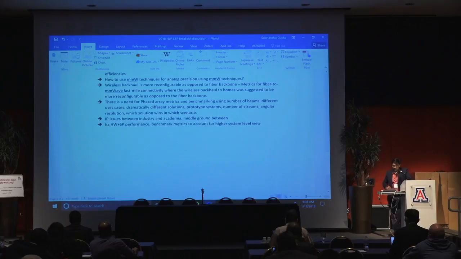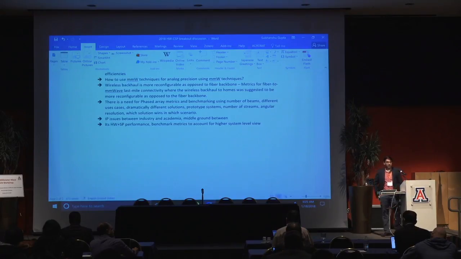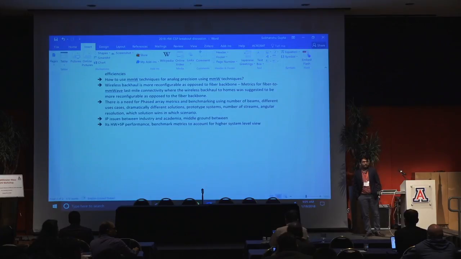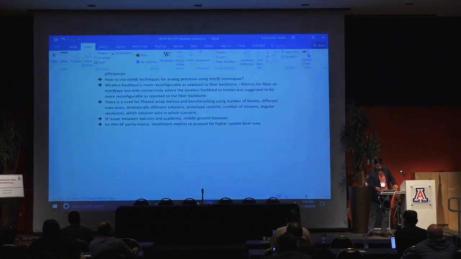And so in the end, the concluding remarks on this were that there is a need for phased array metrics and benchmarking, which can capture different numbers of beams, different use cases, and dramatically different solutions for different resolutions. So I think that's one of the next agenda items that we will be following up with. Okay, thanks, Subhanshu. Marco, okay, thanks.